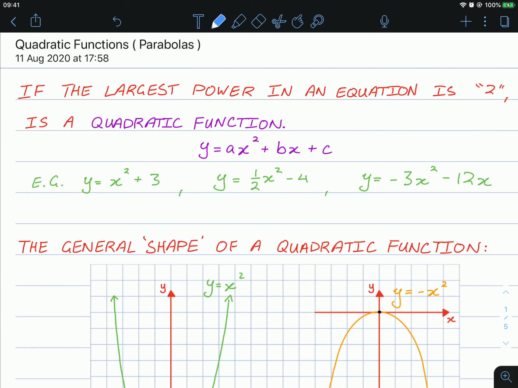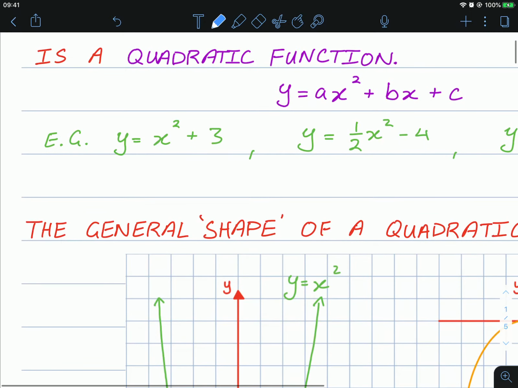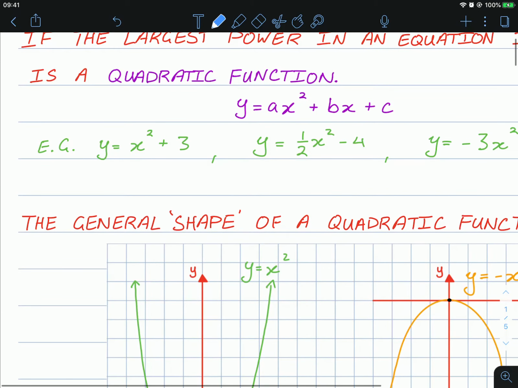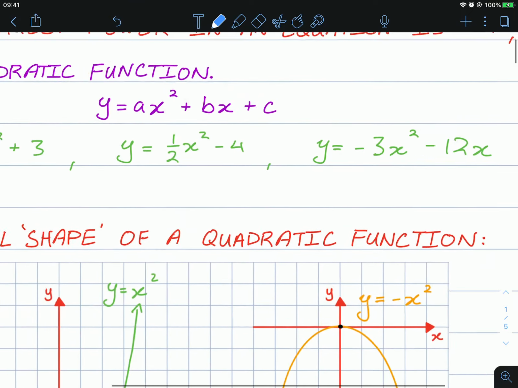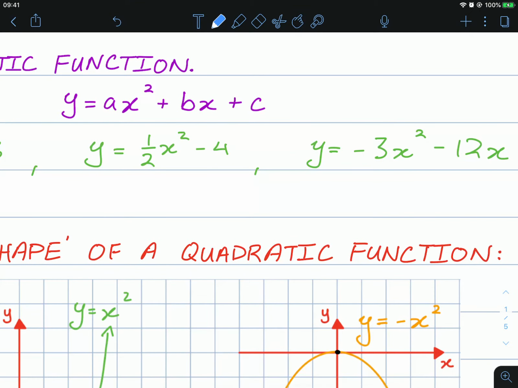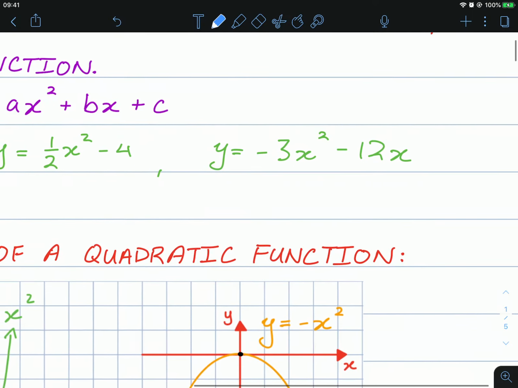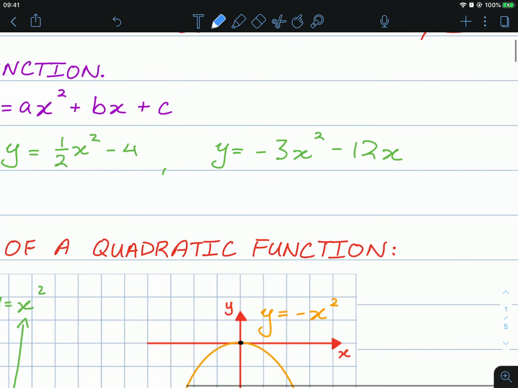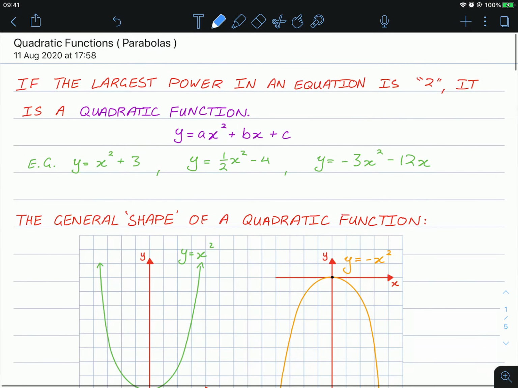So here are 3 examples of what it might look like. X squared plus 3, still a quadratic function. Notice how it has this component and this component. Y equals half x squared minus 4. This one has this component and this component. And this last one has negative 3x squared minus 12x. So it has both of these components. It's still a quadratic function.